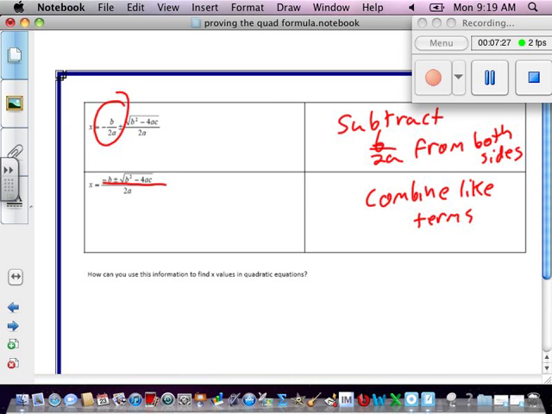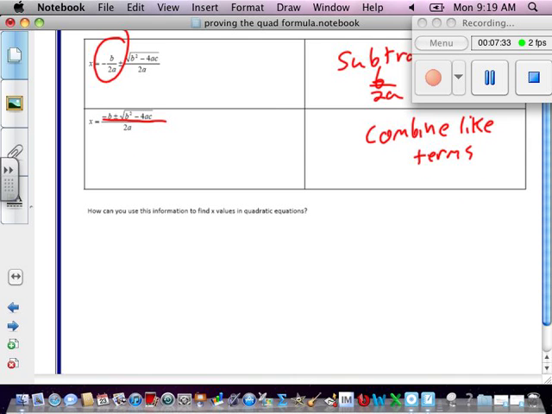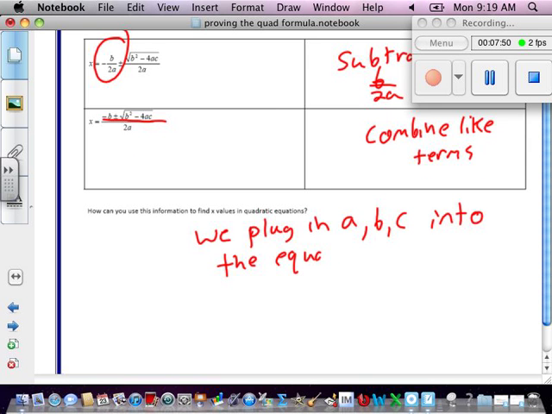How can we use this information to find the x values in the quadratic equation? What is this whole equation equal to? Okay. We plug in a, b, and c into the equation. And we will find the roots.